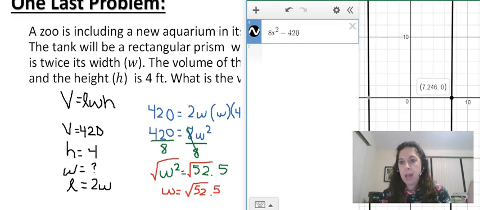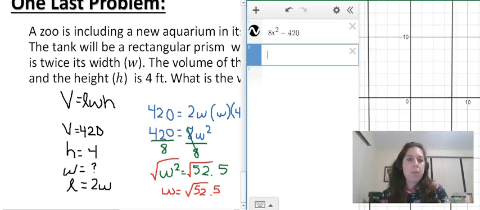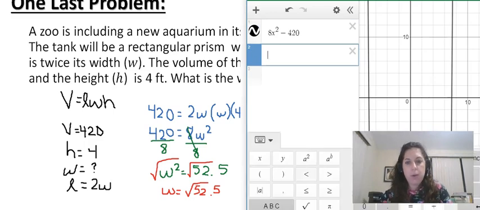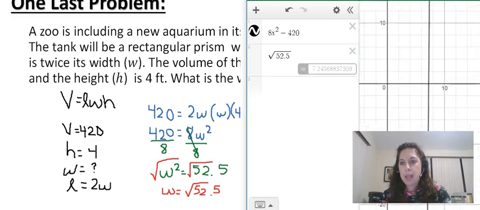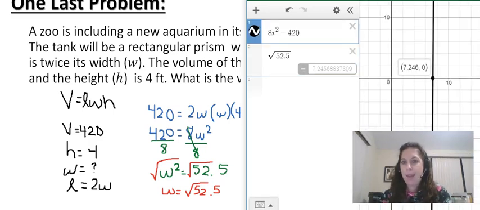And let's see. So my answer here would be 7.246. I'm going to check myself. Let's see what the square root of 52.5 is. It should be the same. Yep, it is the same. So either way, we would have got the correct answer. So the width of our tank here is approximately 7.25 feet.